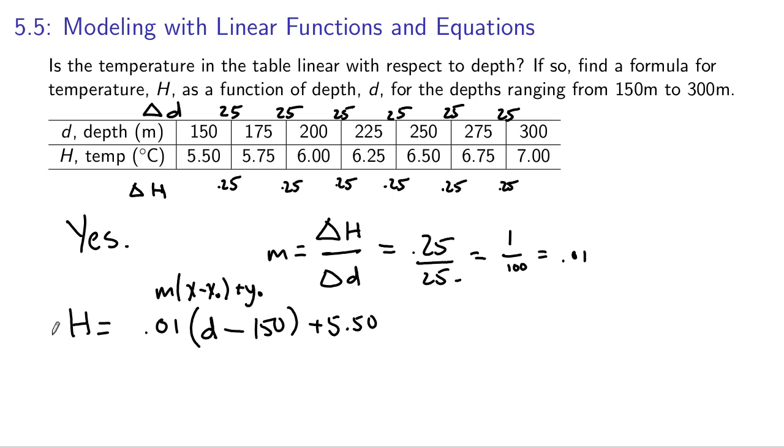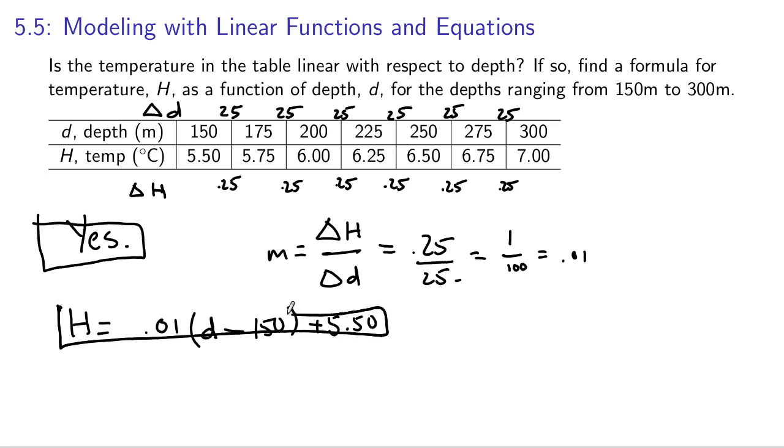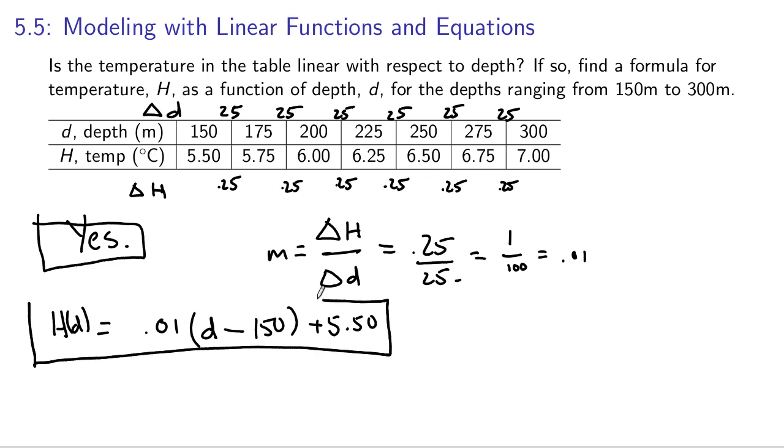And now we have a linear model. So our answer is yes to the first part, and our model is given by this function. Maybe we need to box that better. And it says a function, so let's write that in function notation. H of d is this.